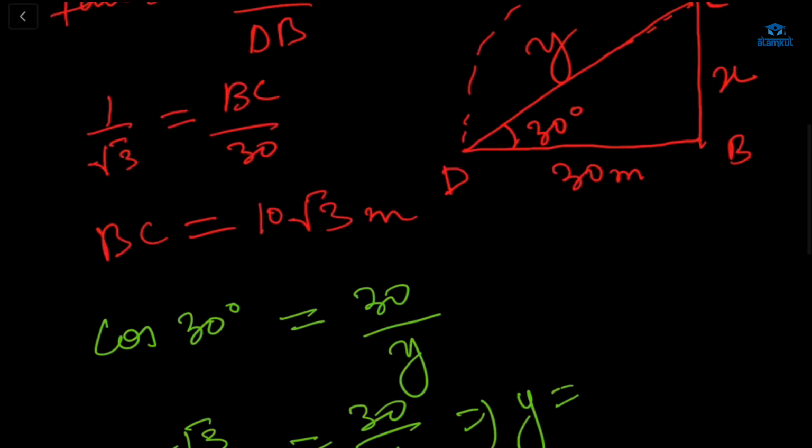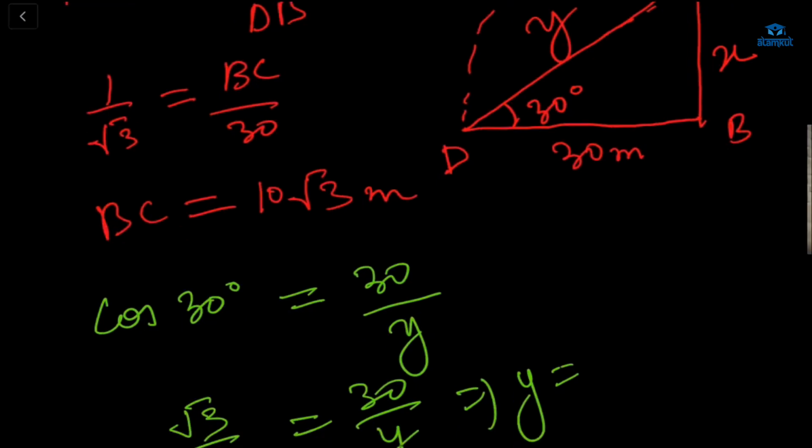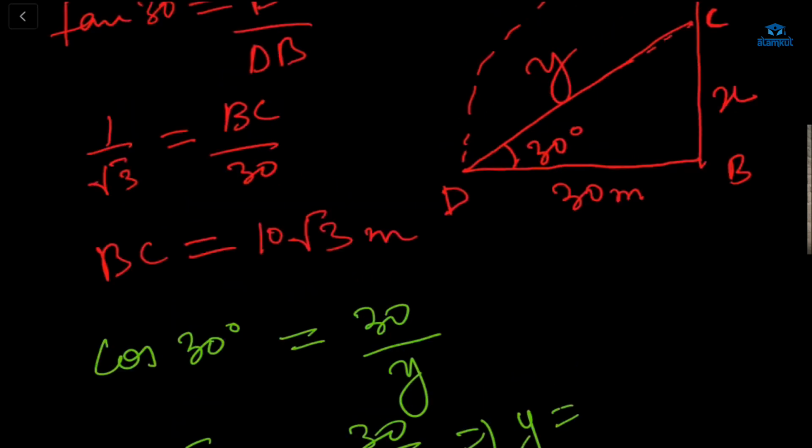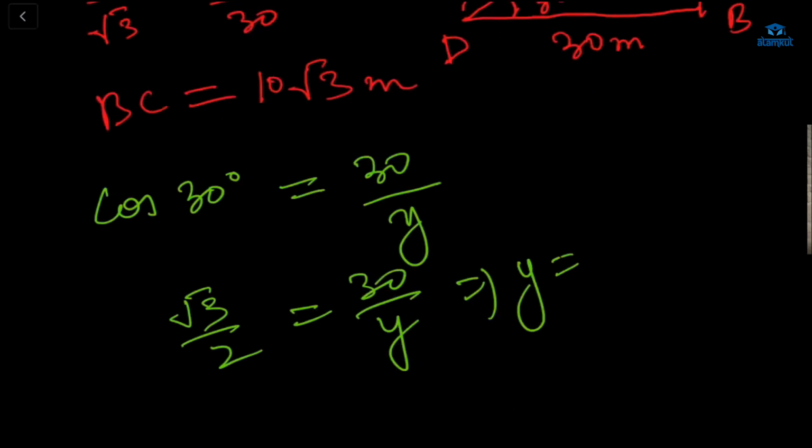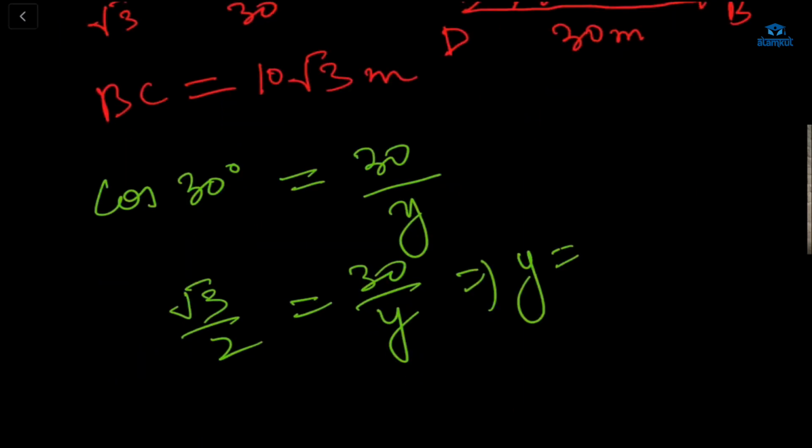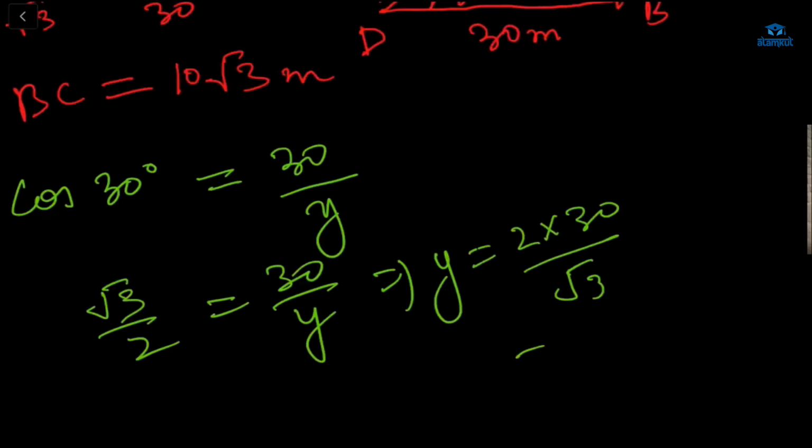So cos 30 equals 30 by y. And I can use 30 also for cos, because cos is equal to base upon hypotenuse, and here DB is the base and CD is the hypotenuse. So I'm doing it in that way. So y is equal to what? 2 into 30 upon root 3, which will be equal to 20 root 3. So y will be equal to 20 root 3.